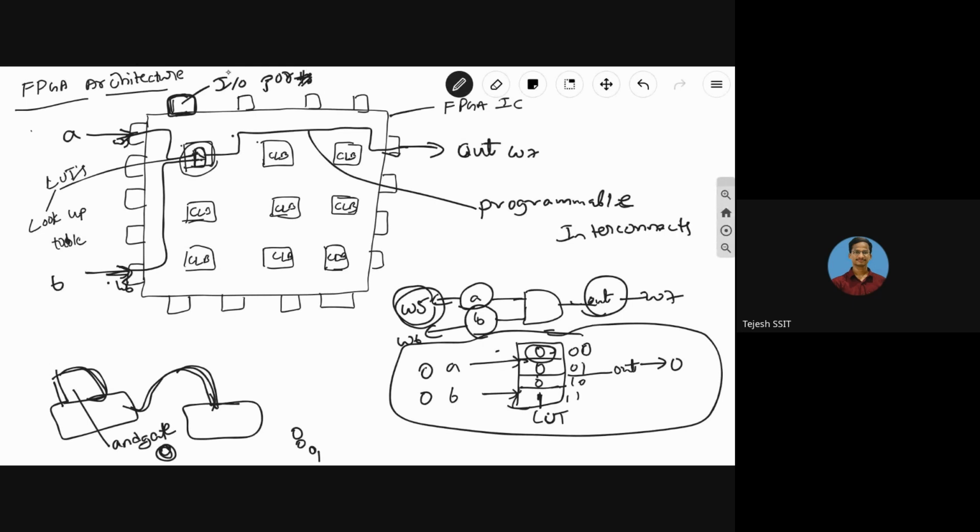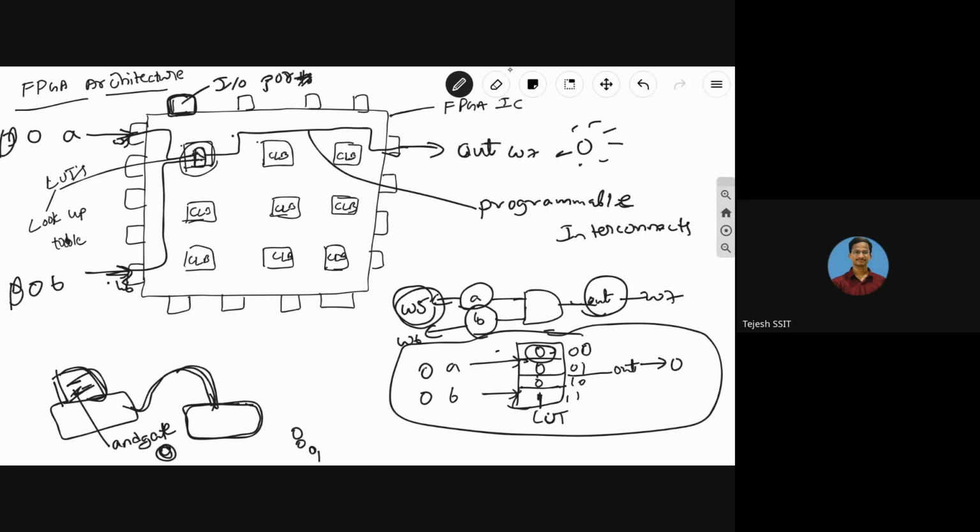Suppose I give 0, 0 here. After writing the AND gate Verilog code, I will dump the code into the FPGA board. After that I will use some switches here. So this is the LED. I will give the 0 0.